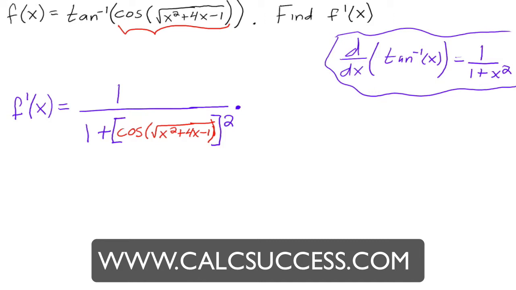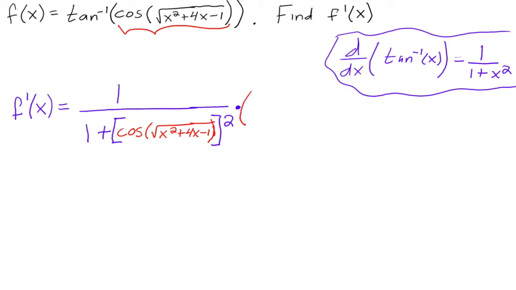So here we have to use the chain rule again. The derivative of cosine is going to be negative sine, and then you're going to leave the inside alone. So here we leave the square root of x squared plus 4x minus 1. All that is going to be left alone, and then times the derivative of the inside. So here we've got the square root function.